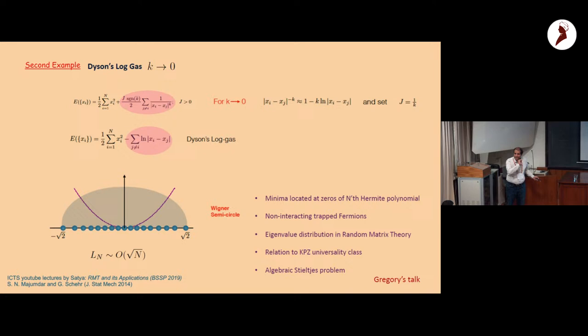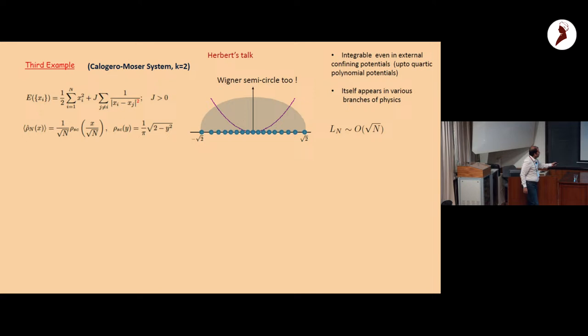Another important limit is k going to 2. If I put 2 here, this is the well-known Calogero-Moser system. We heard a variant of this in Herbert's talk. This is a very special model in the sense that it is integrable even in traps, which is very rare. It is classically integrable even in traps up to quartic polynomial potential, so it is integrable even in x to the power 4. And it is very well known. Here also the size of the cloud is root n, and it also forms a semicircle. So this is another interesting limit.